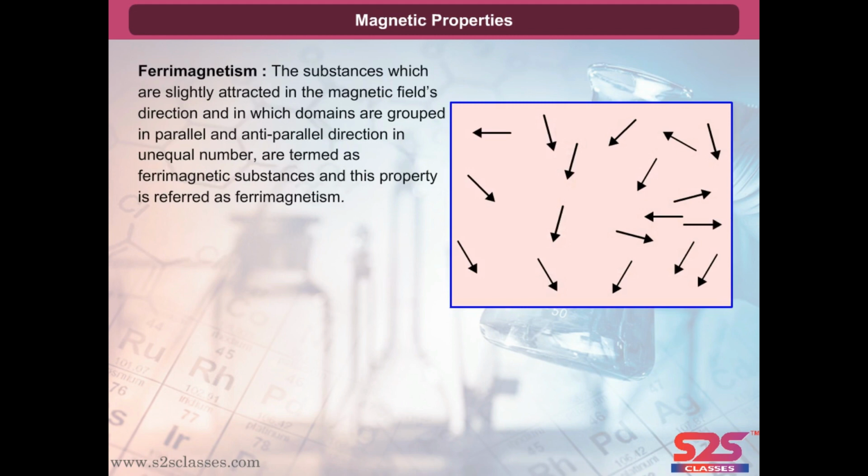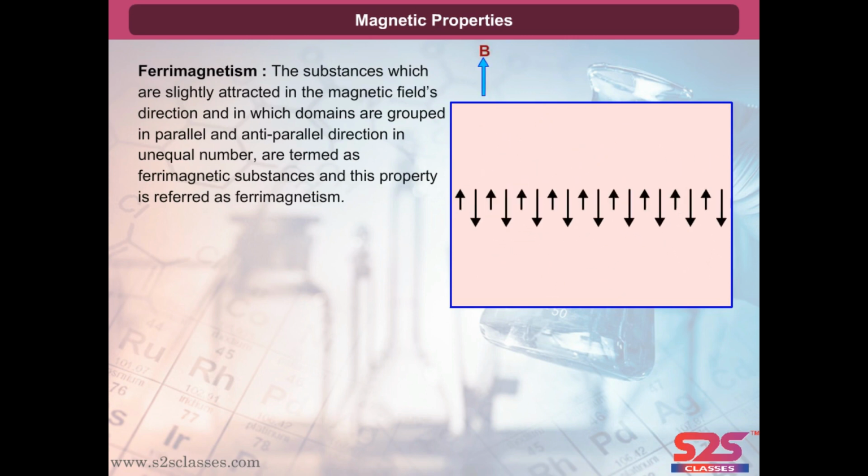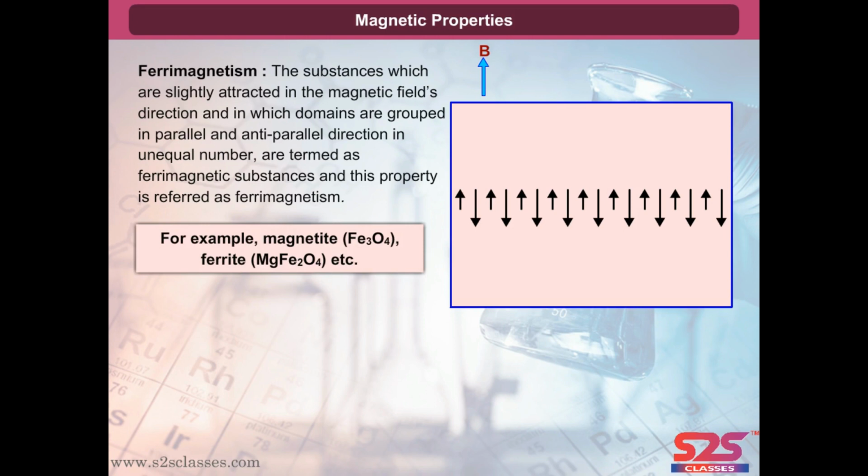Ferrimagnetism. The substances which are slightly attracted in the magnetic field's direction and in which domains are grouped in parallel and anti-parallel directions in unequal number are termed ferrimagnetic substances, and this property is referred to as ferrimagnetism. For example, magnetite, ferrite, etc.